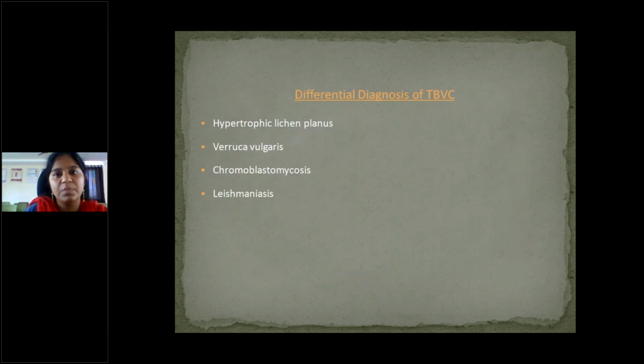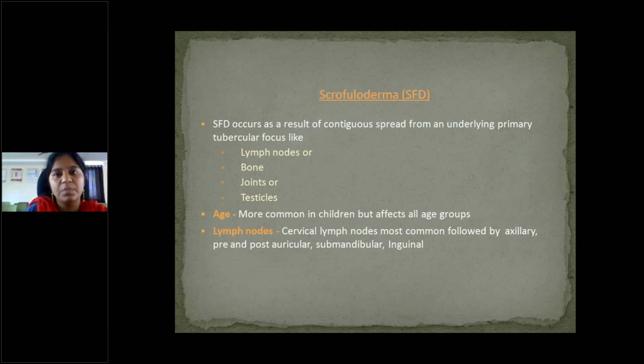The differential diagnosis for tuberculosis verrucosa cutis is hypertrophic lichen planus, verruca vulgaris, that is nothing but common warts, chromoblastomycosis, which is a deep fungal infection, and leishmaniasis, a parasitic infection. We most commonly confuse it with hypertrophic LP and verruca vulgaris. Deep fungal infections are not that common. So these conditions we should separate, and with biopsy we can clearly differentiate them, and also based on history. And then coming to scrofuloderma.